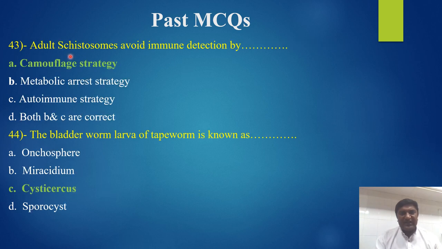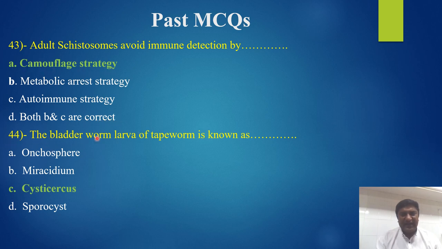Next, adult schistosomes avoid immune detection by dash. Camouflage strategy, metabolic arrest strategy, autoimmune strategy, both B and C are correct. So the camouflage strategy is the best answer.